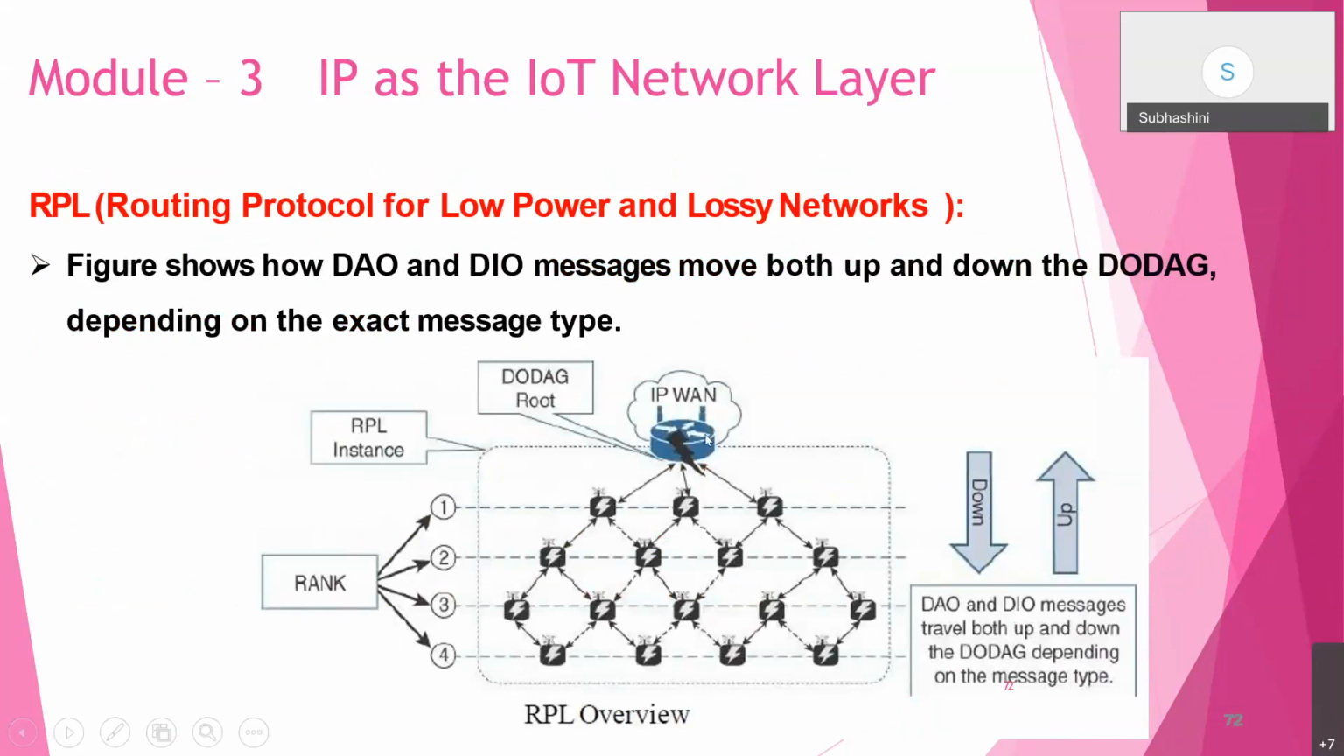You can see this is a DAG root, okay? And there are different levels which you cross. The levels are nothing but ranks. The nodes which are close to the DAG root fall into the top level rank based on the distance. The farther the nodes are from the root, the lower the ranks fall. Okay. And these DAO and DIO messages move or forward both upwards and downwards in order to set a path, the shortest path from different nodes to the DAG root, which is your destination, in order to be forwarded.